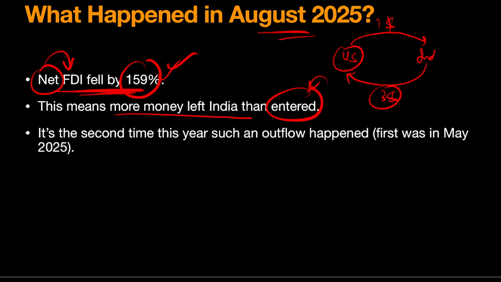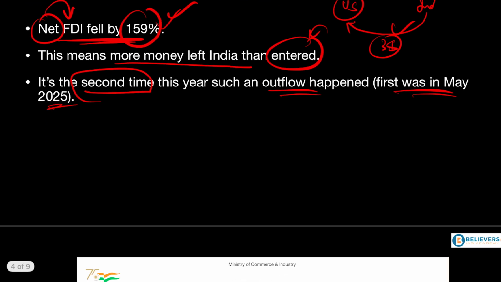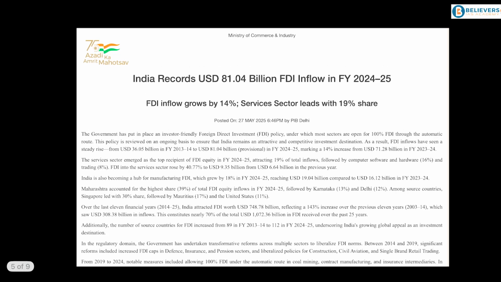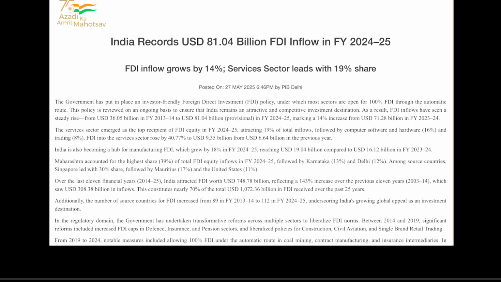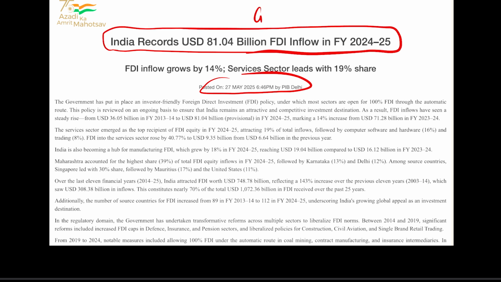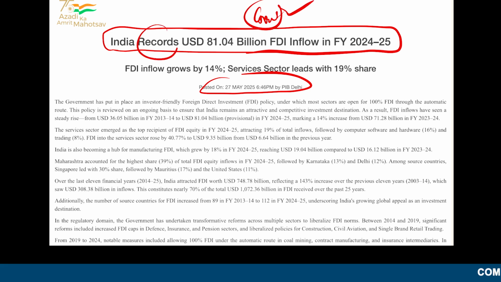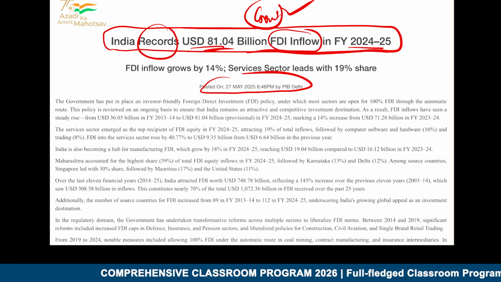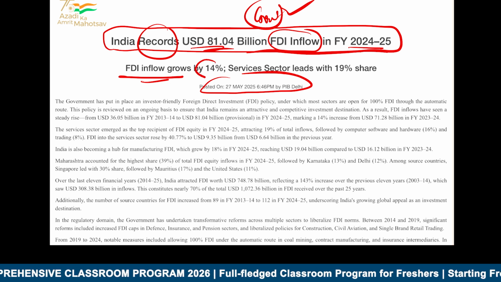It is also said that this is the second time this year such an outflow has been witnessed, and the first was in the month of May 2025. Of course, we will try to understand the reason. But even before that, it is important to know that six months before, we came across another news, where the government claims that India records 81.04 billion US dollars FDI inflow in financial year 2024-25, and this FDI inflow grows by 14%, right?